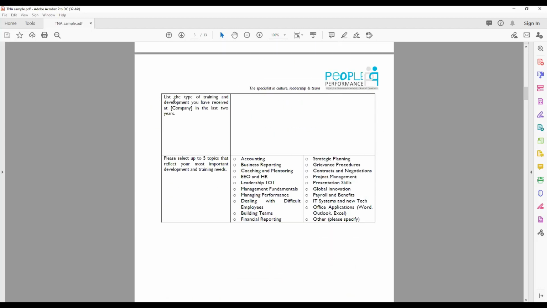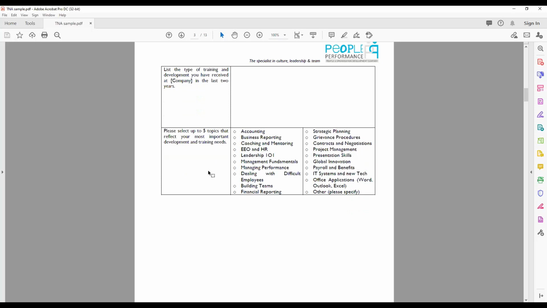Here it goes to say list of types of training and development that you received at the company in the last 2 years. So this also tells you, have they attended training? If they have, obviously, if say 50, 60% of people attended the training, then obviously this year it may not be a high priority unless the strategy requires that skill to be applied immediately, right? Now, this last part, please select up to 5 topics that are most important. Now, this is to get them to tell you what they think.